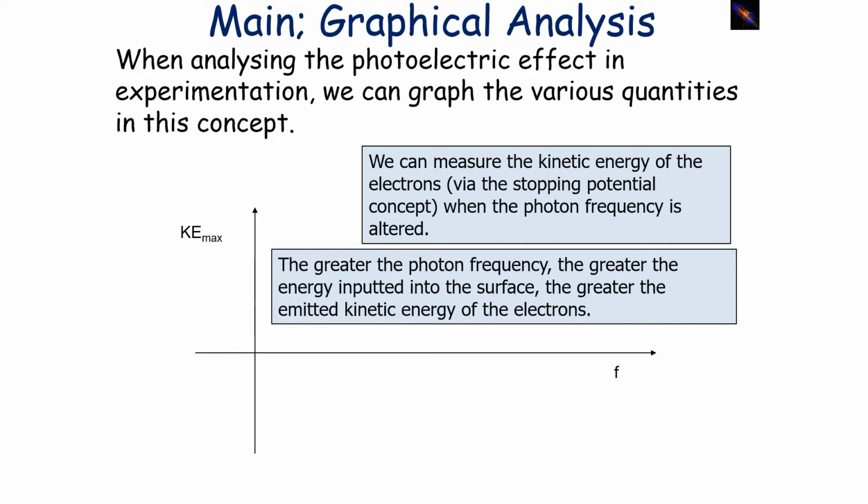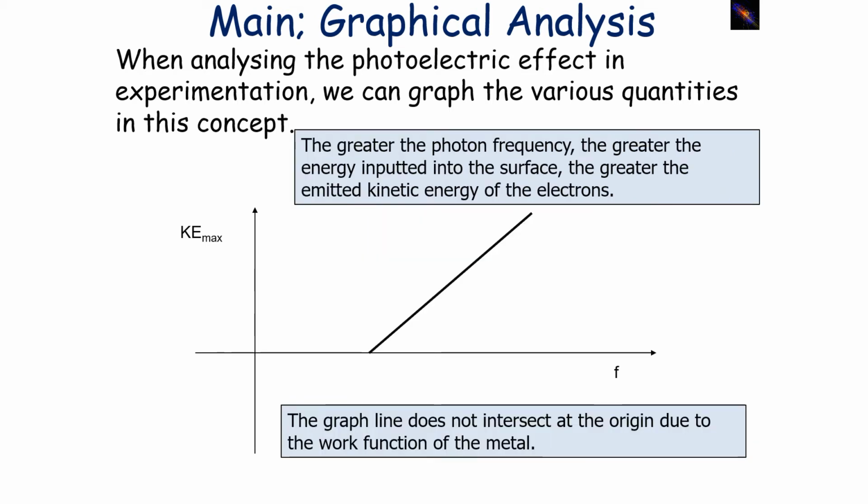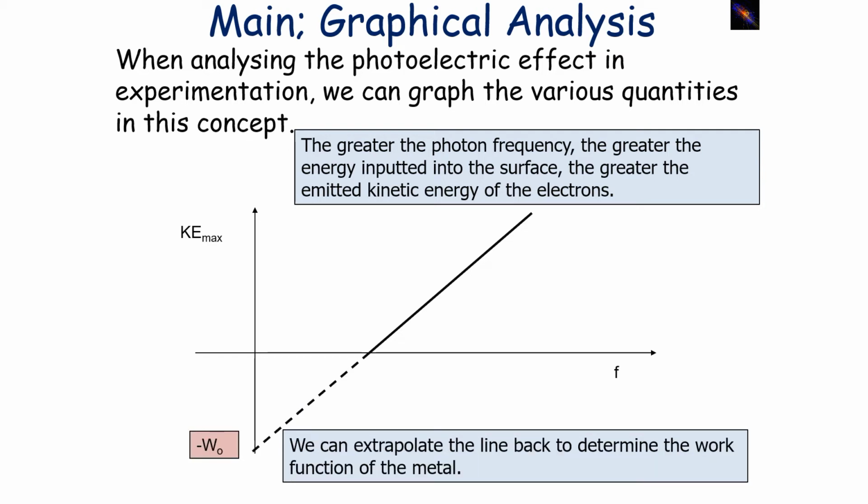Now the greater the photon frequency, the greater the energy inputted into the surface, the greater the emitted kinetic energy of the electrons. So you can see the following graph. Now the graph does not intersect at the origin because of the work function of the metal. We can extrapolate the line back to actually determine the work function of our metal.